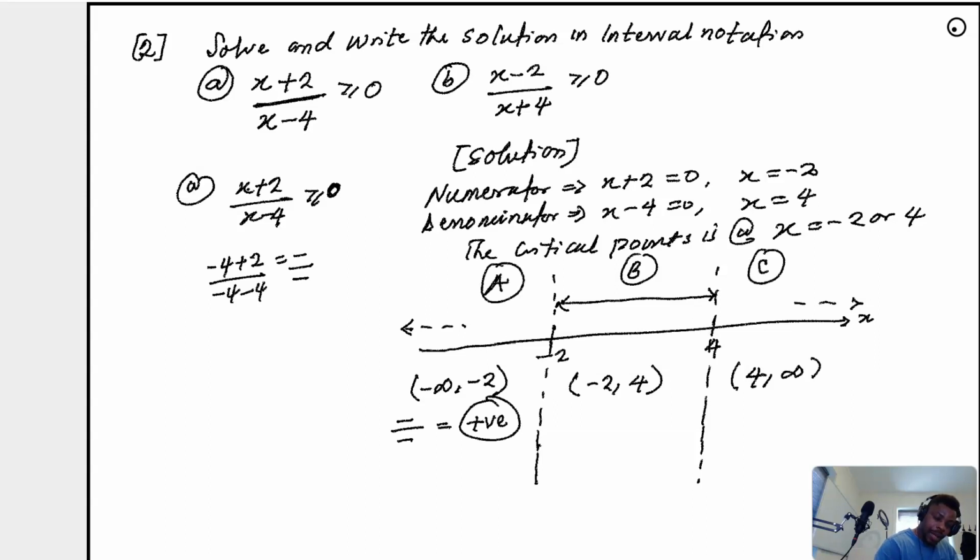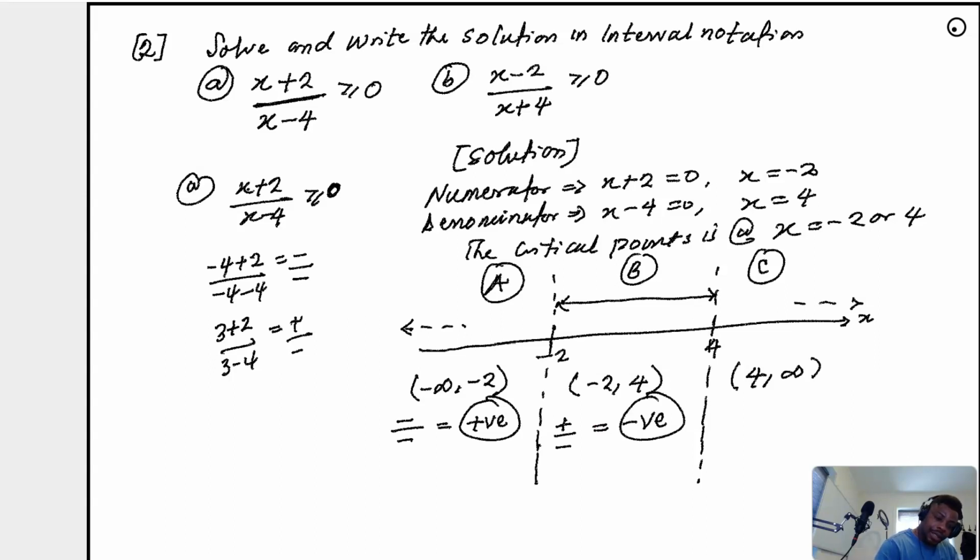So let's check the B part. What is between minus 2 and 4? We can say 3, right? So let's put 3 as x. 3 plus 2 and 3 minus 4. 3 plus 2, that is positive. 3 minus 4, that is negative. So positive divided by negative, so this is negative. You see that?